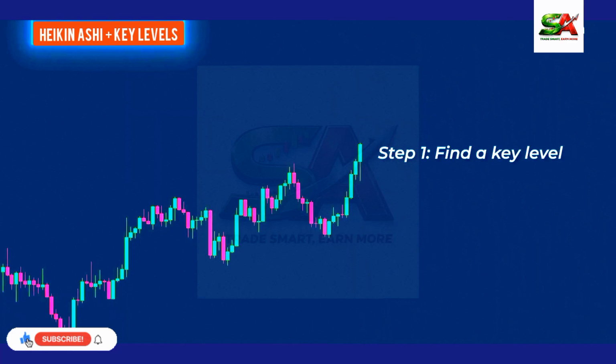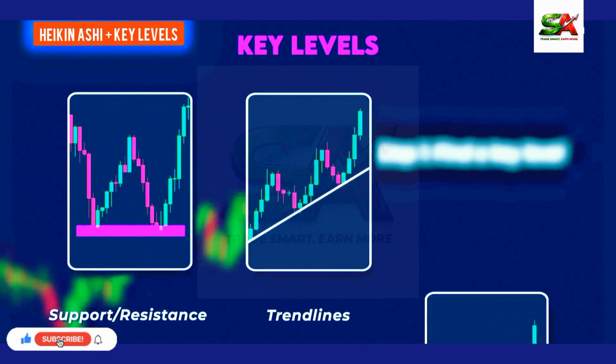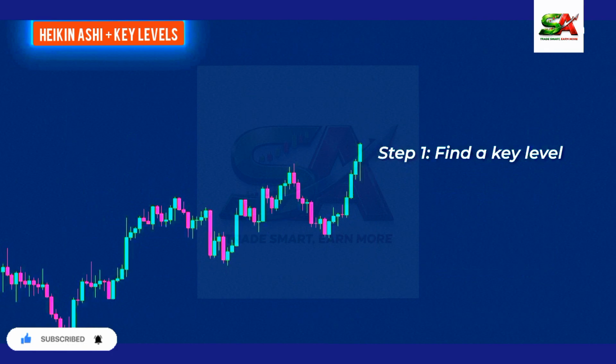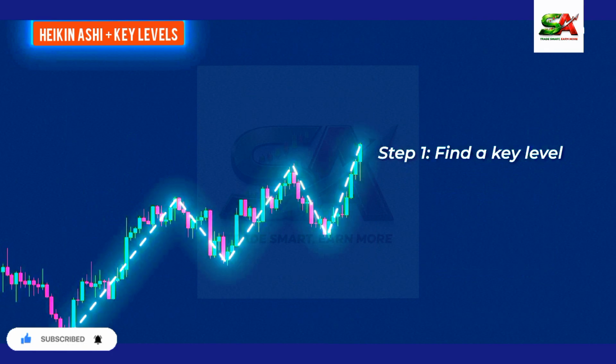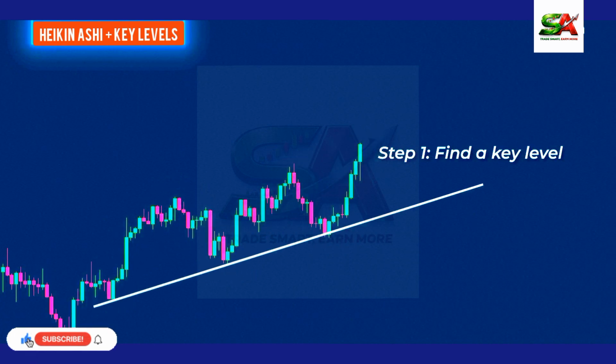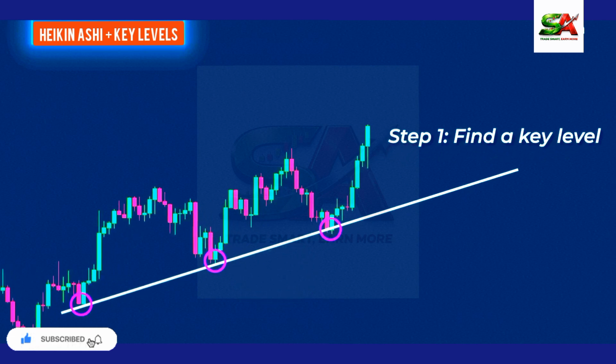Let's look at another example of the strategy. Again, the first step is to find a key level. And remember what I said earlier, there are multiple types of key levels besides just support and resistance, so you can look out for any of them. And in this chart, we can see that the price is forming a clear uptrend structure because it keeps creating higher highs and higher lows. And from here, we can spot a trend line. Now, how did we know that there was a trend line here? Simple, because price had rejected this zone 3 times. When drawing a trend line, price must reject a zone at least 2 times in the past.